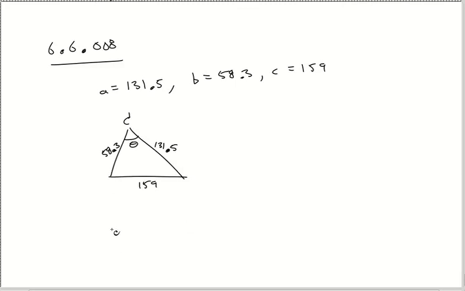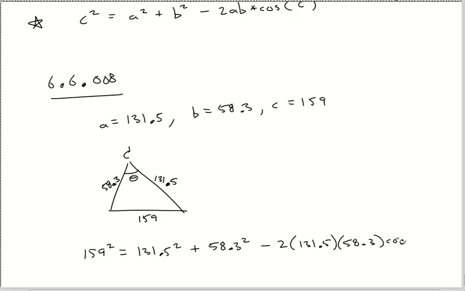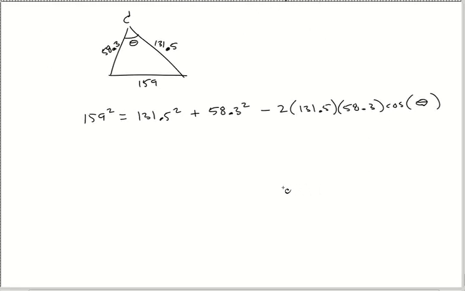Let's plug it in. I'm just plugging it straight into that formula. I got 159 squared is equal to 131.5 squared plus 58.3 squared minus 2 times that 131.5, the 58.3, times the cosine of my angle C, or in this case they're wanting theta, so I'll just leave a theta, and solve for theta, solve for that angle.